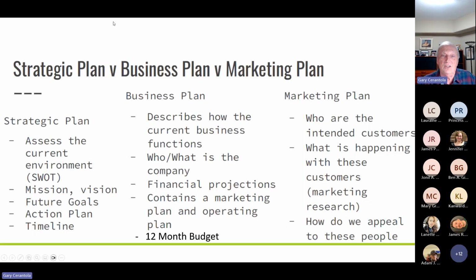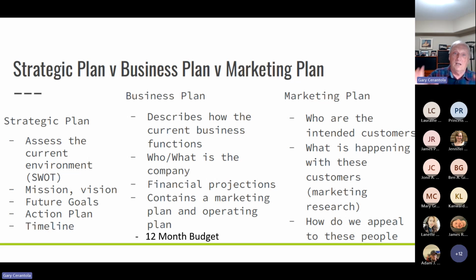Okay, so just look at the strategic plan versus the business plan versus the marketing plan. You can see that it looks at the overall sense of where the organization is going. It does the overall SWOT analysis. That's where the mission and vision come out, the future goals, the action plans, and the overall timeline, which for a strategic plan in North America is probably between 3 and 5 years. All right. In Japan, it's up to 50 years, but they know how to do that a little differently, and they probably do it much better. But the whole idea is that a strategic plan is visited on an annual basis, just so you remember that.